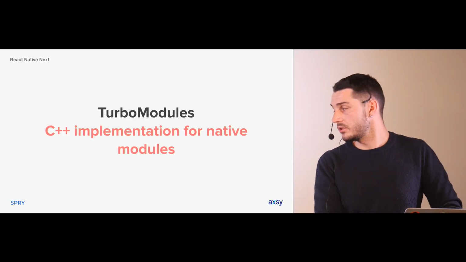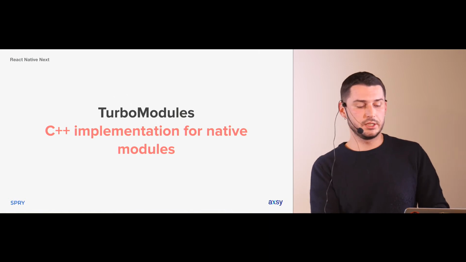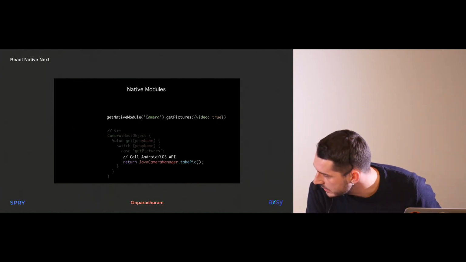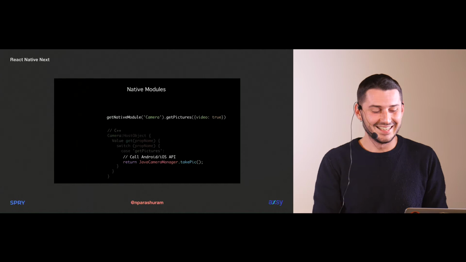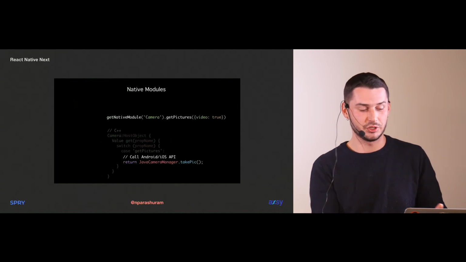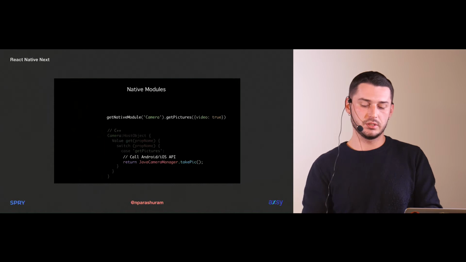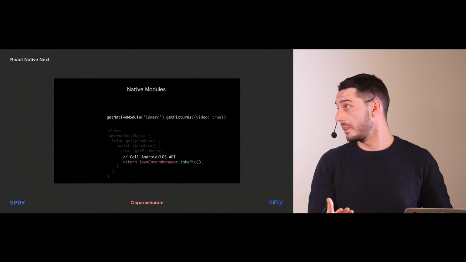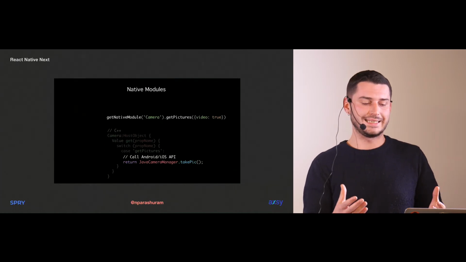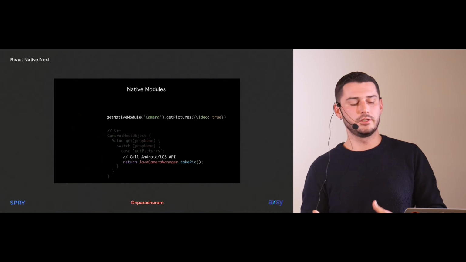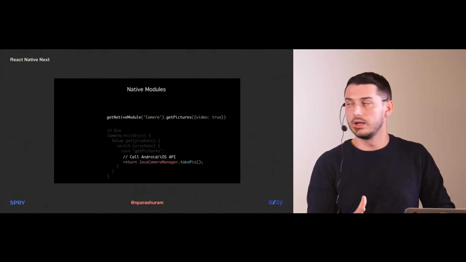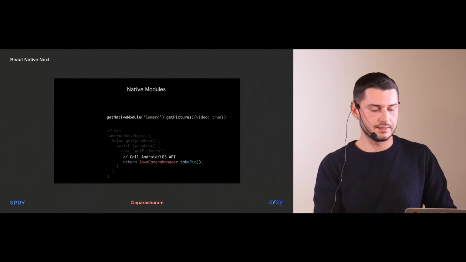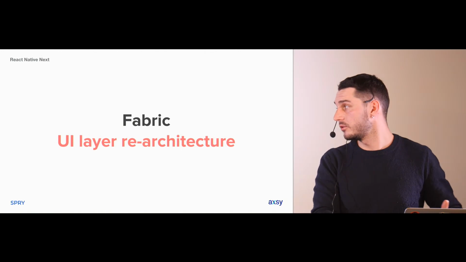So turbo modules and other stuff is a C++ implementation for native modules. You can imagine that there is a C++ implementation for a camera module that is just responsible for exposing API to the JavaScript side and calling the native side API. This is the stuff that the React Native team is planning to write a lot of native modules with. And I will talk about this at the end again. But we're coming to Fabric.